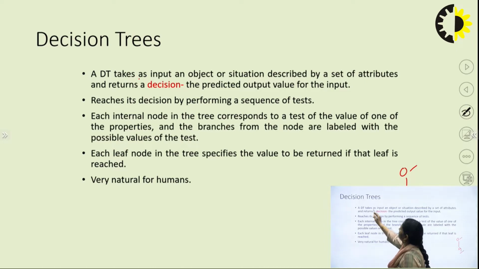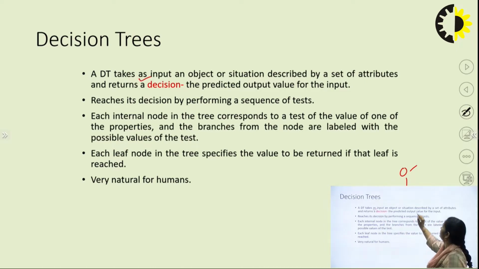A decision tree takes as input an object or situation described by a set of attributes and returns a decision, the predicted output value for the input. So it will take a set of inputs that are the attributes of the domain, and then it will give us the decision, that is our predicted output. And how is this decision taken? In a decision tree, we reach the decision by performing a sequence of tests. What does it mean? It means we will have a test on some attribute, then on another attribute, then on another attribute in a sequence. After doing these tests in a sequence, we will reach the final decision.